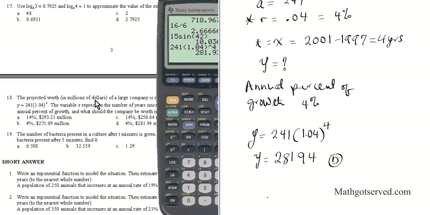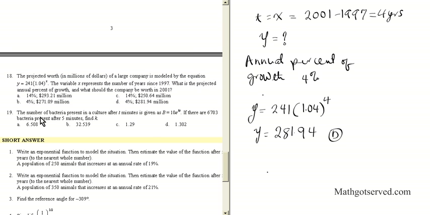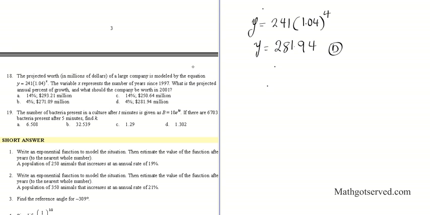All right, let's move on to 19. It says the number of bacteria present in a culture after 2 minutes is given by B equals 10e to the kt. If there are 6,703 bacteria present after 5 minutes, find K. So let's do that. Let's write down the formula. B, which is the final amount, equals 10 e to the kt. Now I know that the final amount B is equal to 6,703.